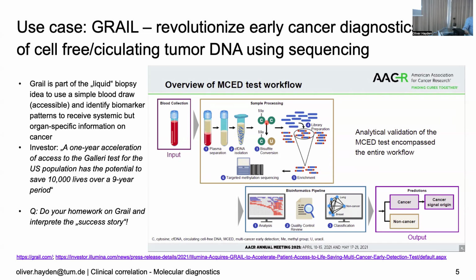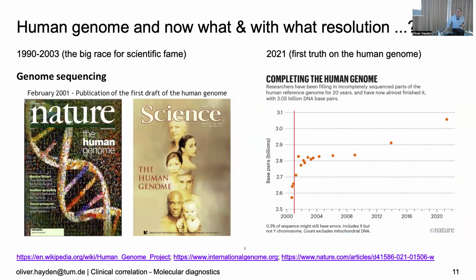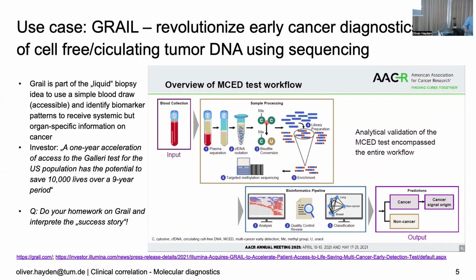Okay. And now there were a few studies going on about, oops, I've hidden this already. That this may be the success story. And what I would like you to do is, for your homework, have a look if this is really a success story. So the claim was a 1-year acceleration of access to the Galleri test for the US population has the potential to save 10,000 lives over a 9-year period.